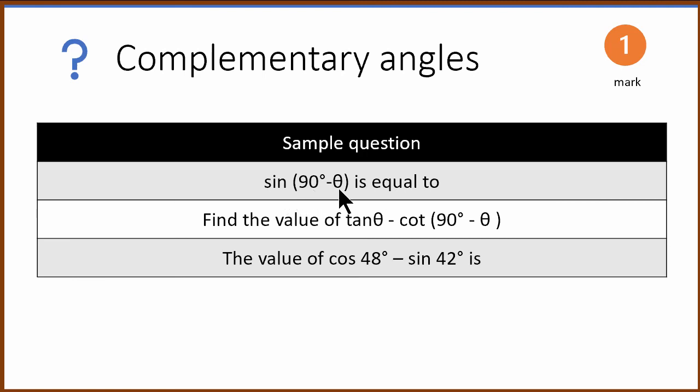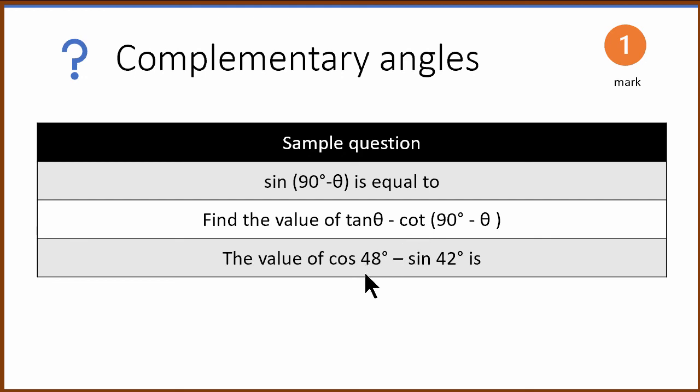Sine 90 degree minus theta is equal to, as we saw earlier, cos theta. The next question is find the value of tan theta minus cot 90 minus theta. In this case, we are not given just one ratio, we're given an expression, and you're supposed to simplify this expression and find the answer. So the cot 90 minus theta, as we saw earlier, is tan theta. So this becomes tan minus tan, hence 0.